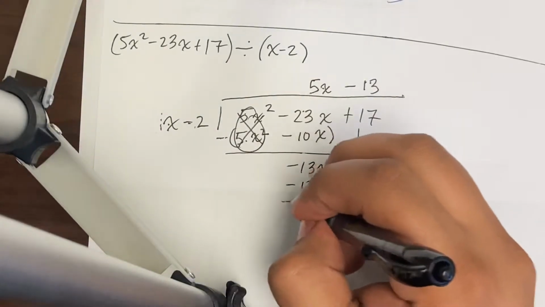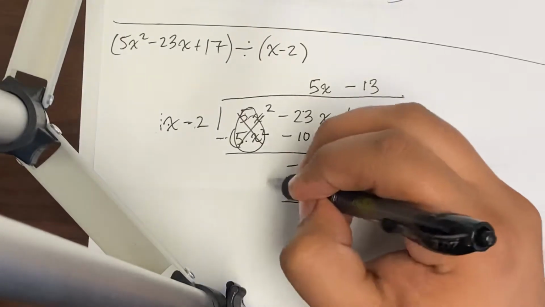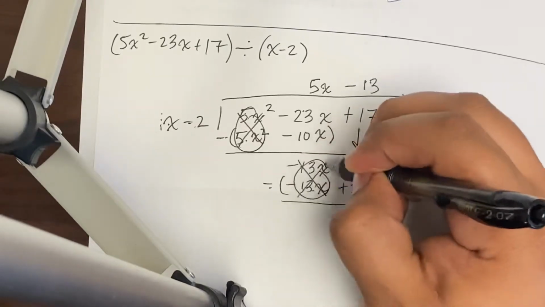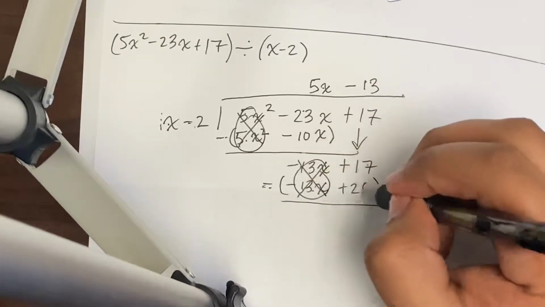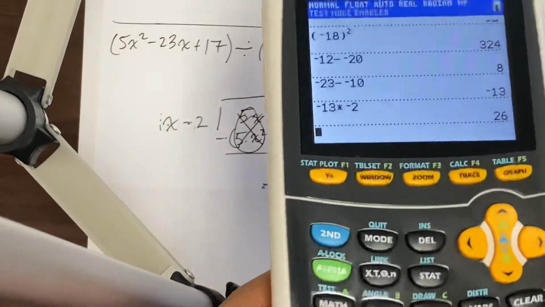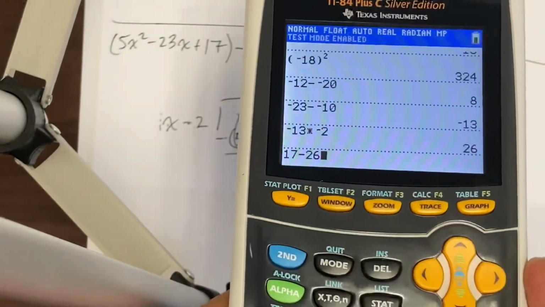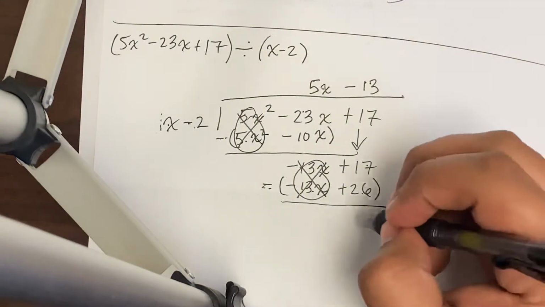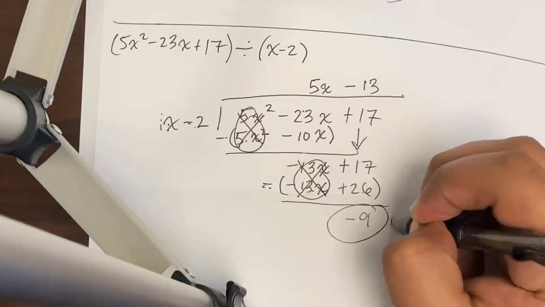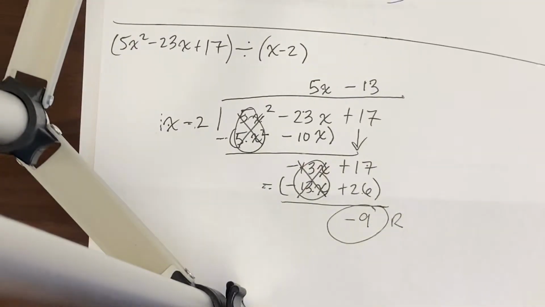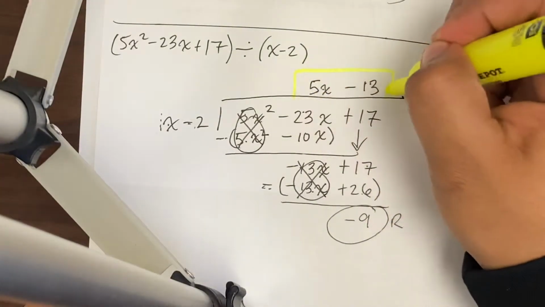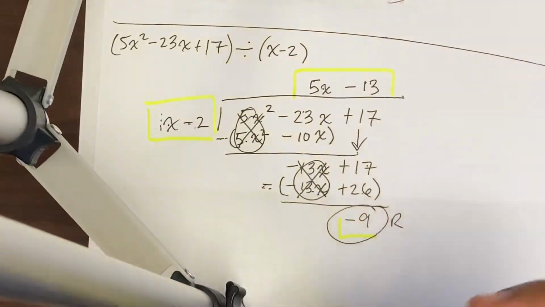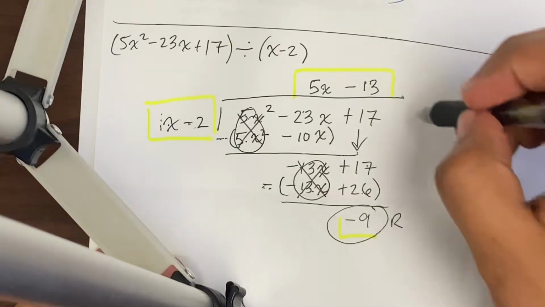Let's see what happens. Subtract. Negative 13 minus negative 13 gives me 0. 17 minus 26. Let's check. 17 minus 26 is negative 9. That's my remainder. Highlight. Boom. Quotient. Remainder. Divisor. Here we go.